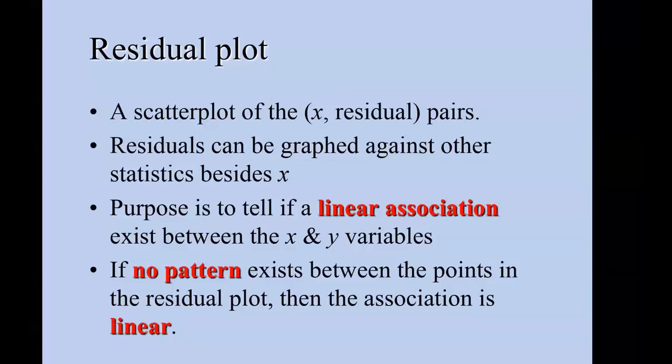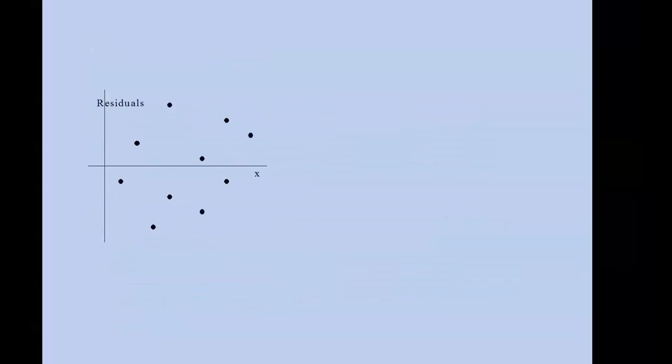A residual plot being a random scatter of points means that I've done the best job I can. I've isolated out as much of the error as possible, and now the error is just completely random. There's some above, there's some below. It's all over the place. That's really what we're looking for.